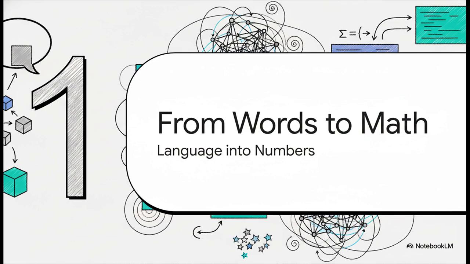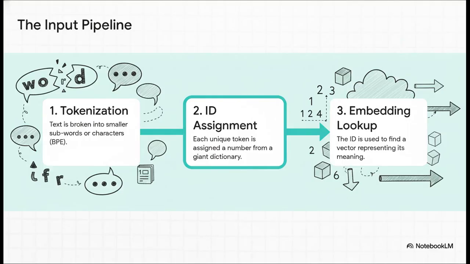First things first, we have to deal with a fundamental problem. AI models don't speak English, or Spanish, or any human language. They only speak one language, math. So our very first step has to be a translation. This translation happens in a neat three-step pipeline.